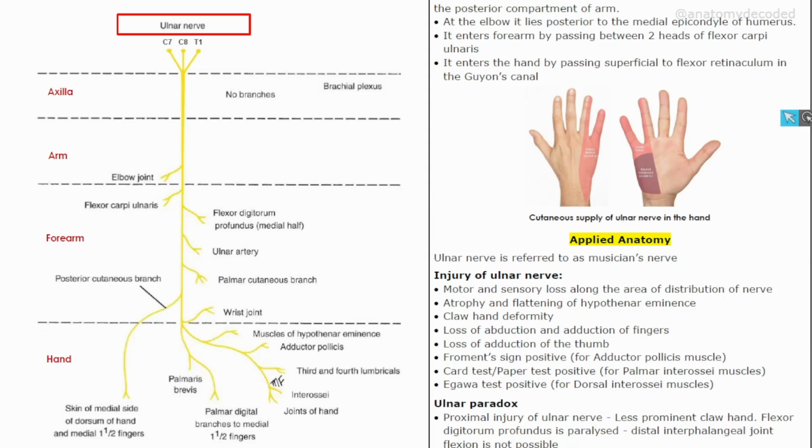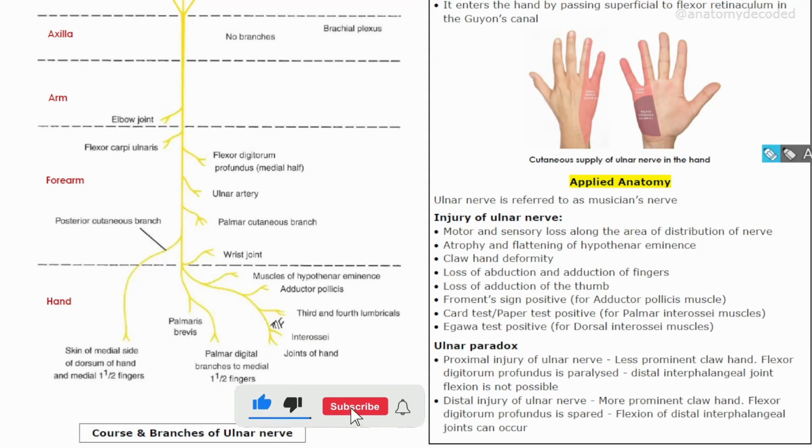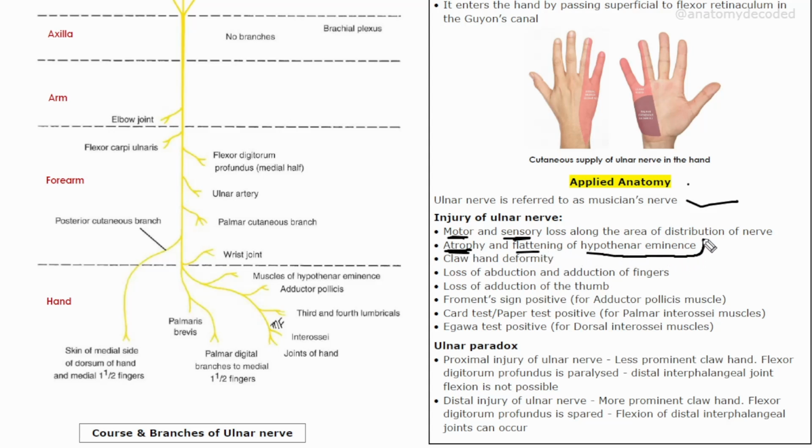Now let's look at the applied anatomy points with respect to the ulnar nerve. Ulnar nerve is referred to as musician's nerve, and injury will lead to motor and sensory loss along the area of distribution of the nerve. There is atrophy and flattening of the hypothenar eminence. Okay, this part here that's referred to as hypothenar eminence. So that region there is the atrophy because the muscles supplied by the ulnar nerve are present there, right?